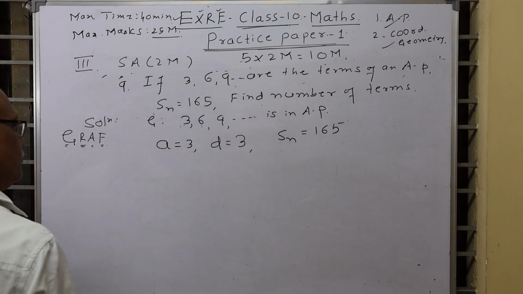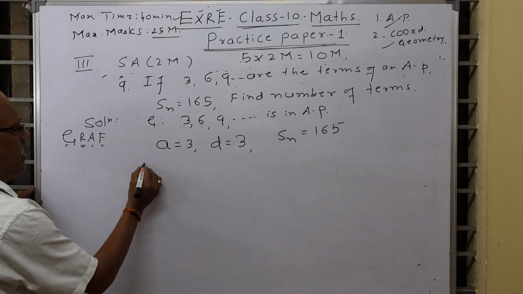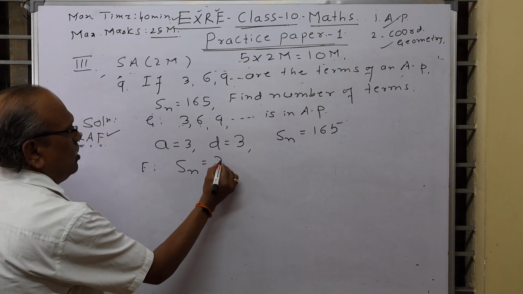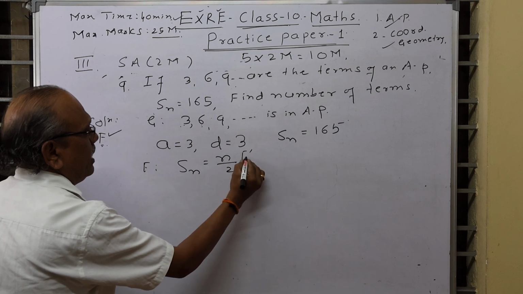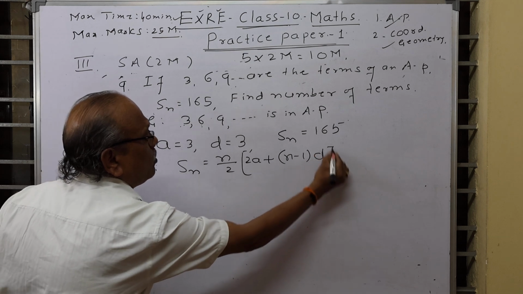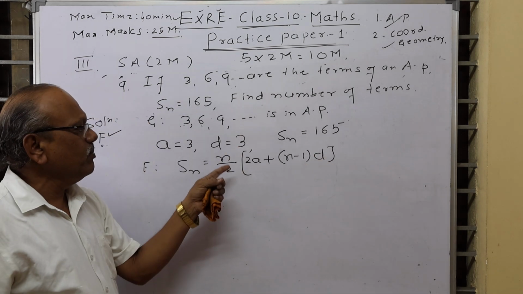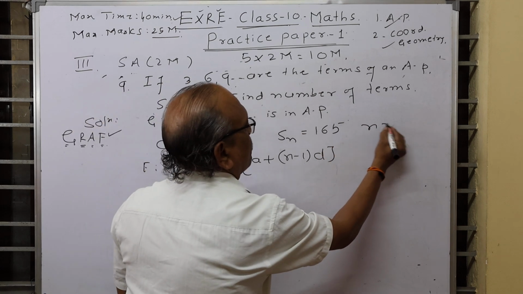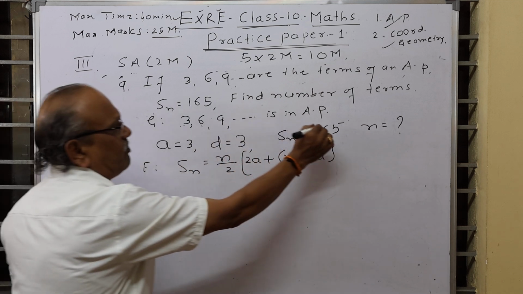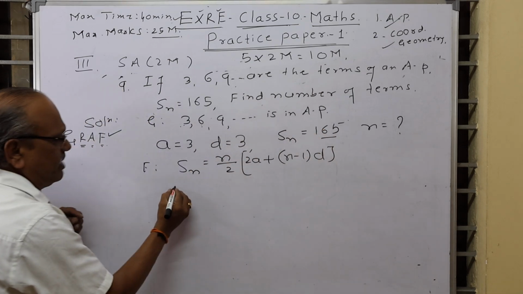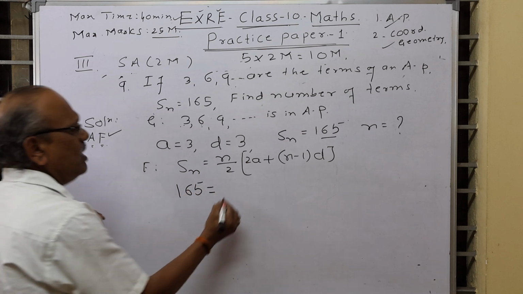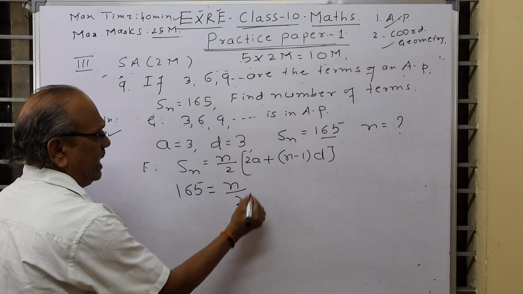Now you solve the problem. What is the formula that you can use? Sn is equal to n by 2 into bracket 2a plus n minus 1 into d. Students, study the problem. This time you are asked to get what? You are asked to get n. Observe carefully what is asked. Substitute the values correctly. The sum of n terms is given as 165. Substitute 165. Then n you don't know, write n only.